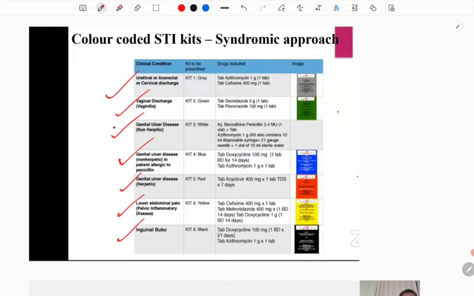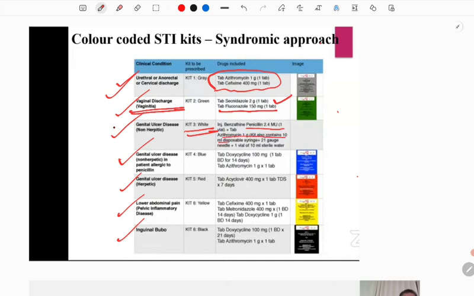This is kit 1, it contains azithromycin and cefixime. It is for urethral, cervical, anorectal discharge. It is grey color. Green color kit 2: secnidazole 2 gram, fluconazole 150 mg start dose. For vaginal discharge, vaginitis. Genital ulcer non-herpetic: kit 3 is white, benzathine penicillin 2.4 million units 1 vial, azithromycin 1 gram.